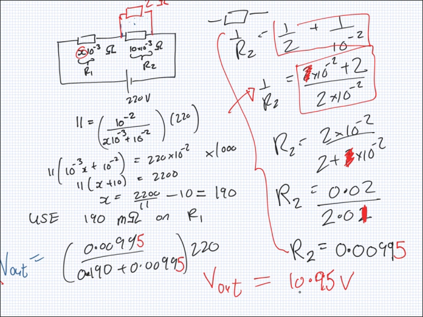The reason that the number didn't change much is because these are in milliohms. If you look at what's happening, this here is quite near the original value of the R2, which is 10 times 10 to the minus 3. It's only a little bit less, because when you use this formula, it doesn't really matter about this. So the potential divider works best when you're using milliohms.